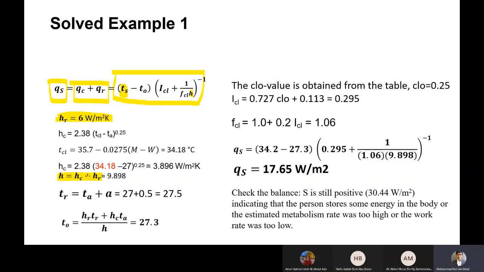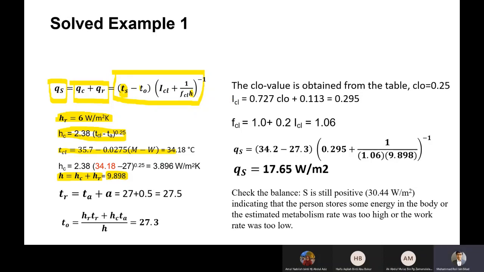Then we need to find out hc, which is the convective heat transfer coefficient. This is the equation for hc. For hc, we know the ambient temperature. We need to find out the clothing temperature, given by this equation. So finally, we get the overall heat transfer coefficient of 9.898. Okay, this one is done.